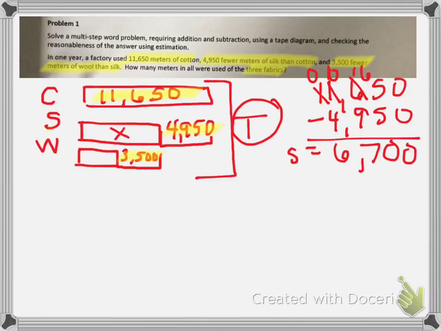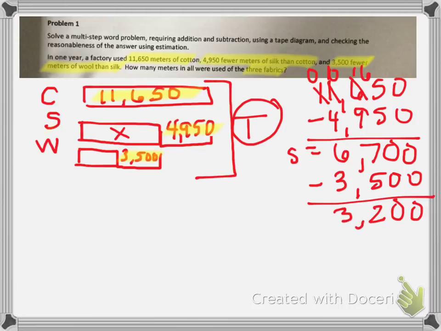Okay, now let's solve for the wool. We know the silk, so we can just subtract the wool right from the silk. 6,700 minus 3,500. Now we're solving for the wool. 0, 0, 7, take away 5 is 2, 6, take away 3 is 3. This is the wool, 3,200. So now that we know our numbers, we can solve for the total. Okay, here's our silk, here's our wool, and this is our cotton.